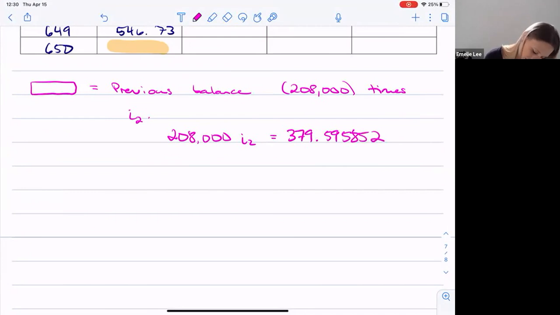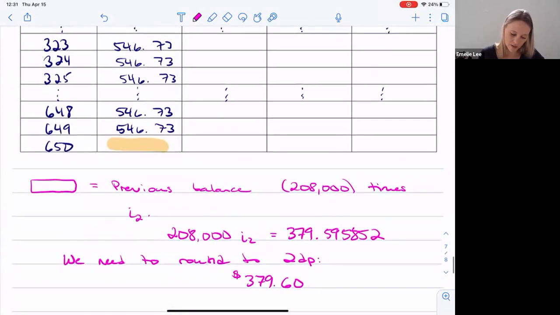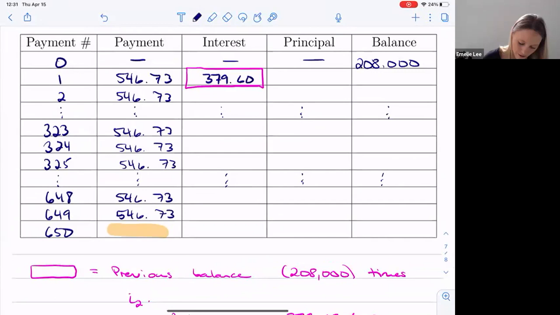We need to round to 2 decimal places, 2 dp. So this interest amount has to be 379.60. You have to pay that amount. That's the cost of borrowing that 208,000 over 25 years. So you've committed to paying that interest amount. That's all the bank cares about. And then whatever's left over is going towards paying off your loan. You can just show the dollar amount. As long as you're rounding properly, you can put in that dollar amount right away. It's fine.